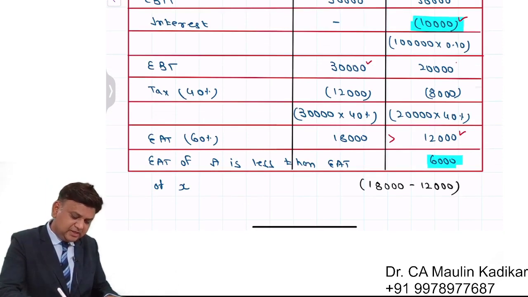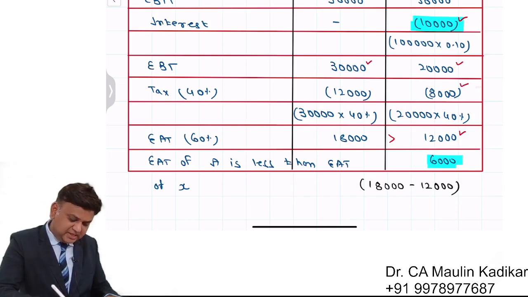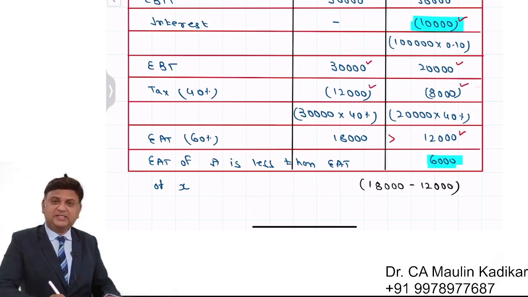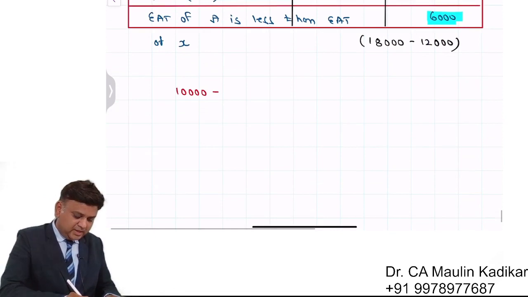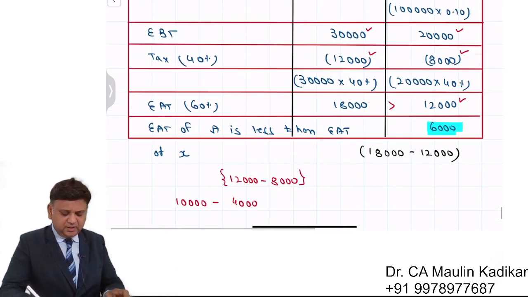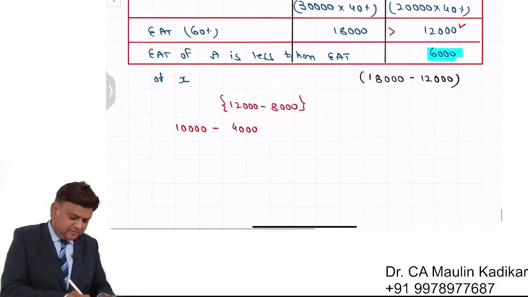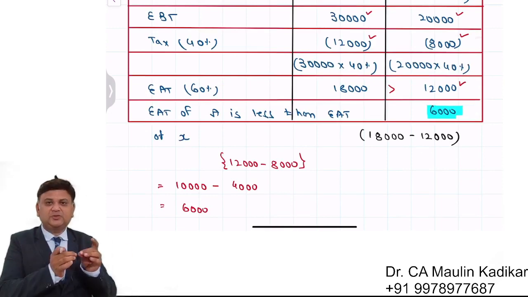That is the reason you can see that the earning before taxes of A is less than earning before taxes of X. That is the reason the income tax liability of A is less than the income tax liability of X. By how much? By 4,000. Sir, how did you calculate 4,000? It's very simple. 12,000 minus 8,000. That is the reason the earning after taxes of A is less than earning after taxes of X by an amount of 6,000. This is the way this 6,000 rupees can be reconciled.